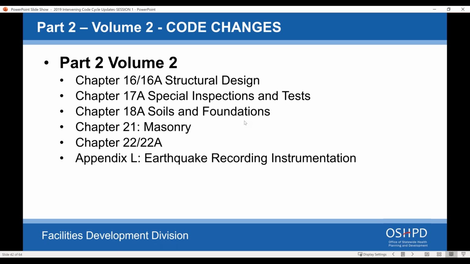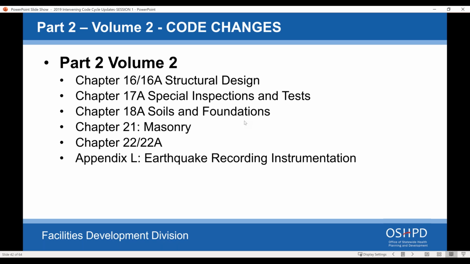Thanks everyone for listening to this webinar on structural changes to the Part 2, Volume 2 of the 2019 mid-cycle. So what we have here are basically changes in the structural chapters. This is only limited changes. We have changes to Chapter 16, 16A, related to anchorage and bracing of equipment. Chapter 17, we have some changes for special inspection for architectural components related to periodic inspections, and then changes related to special seismic certifications.